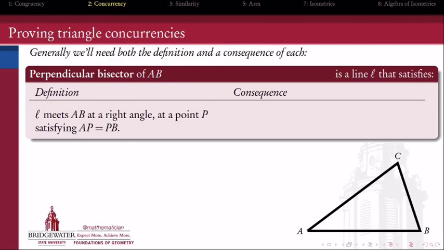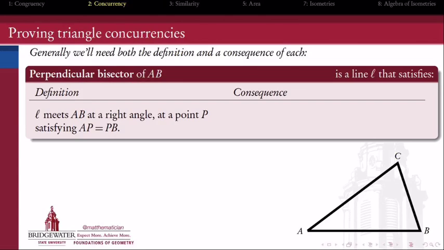There are four concurrency phenomena associated with a given triangle. In this video, we're going to take a look at the first two of those. Namely, we're going to look at the concurrency of a triangle's perpendicular bisectors, and then also the concurrency of a triangle's angle bisectors. We won't prove these results in this video, but we will talk through some of the ingredients that might be necessary to prove these.